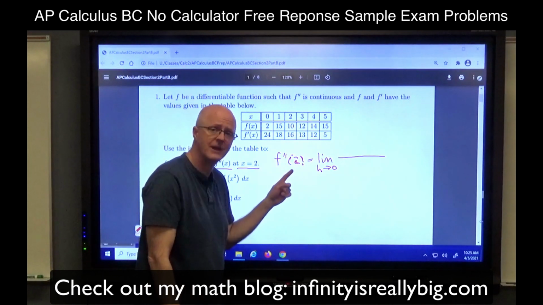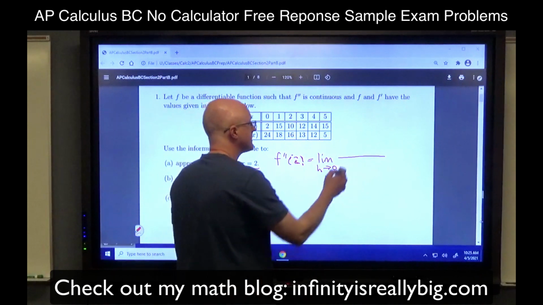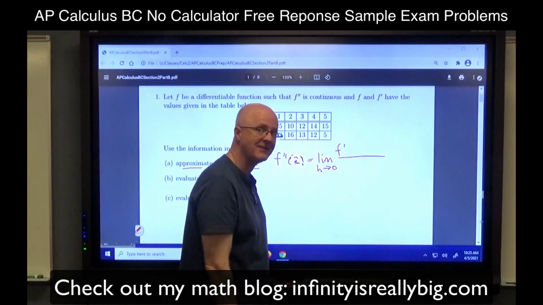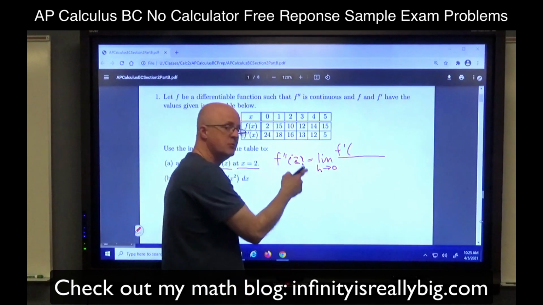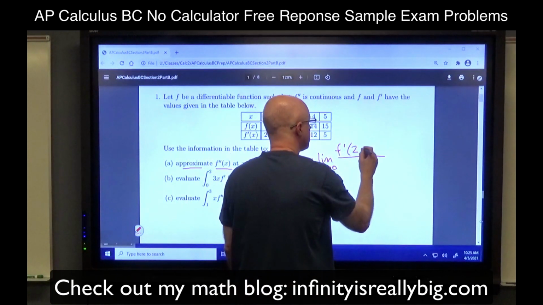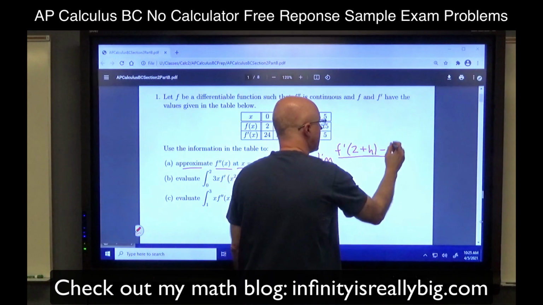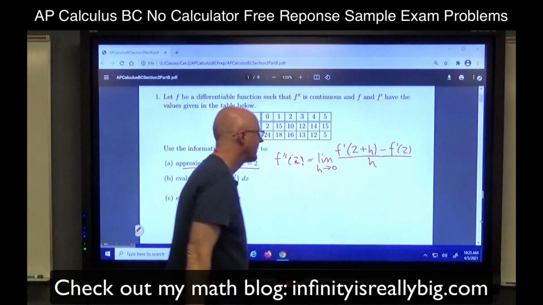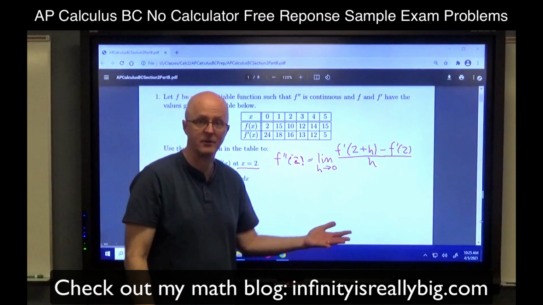Now remember, I'm after f double prime here, the derivative of the derivative, so the difference up here is a difference of derivative values, not original function values. F prime of 2 plus h, 2 is playing the role of x here, minus f prime of 2, all divided by h. So there's the abstract formula, which you can certainly show as part of your work.